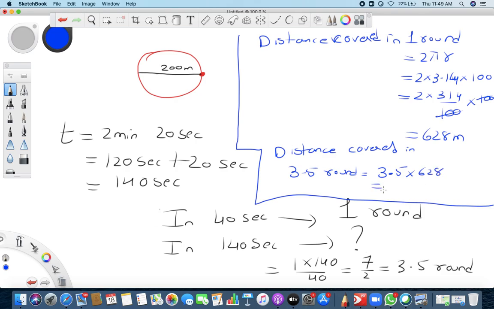3.5 into 628. Okay. So what do you get when you multiply this? You have to cancel and you get 2198 meter. So this is what you get as the distance covered, right? So basically we get one answer out of the question, and what is that? Distance. Now we are going to find out displacement.